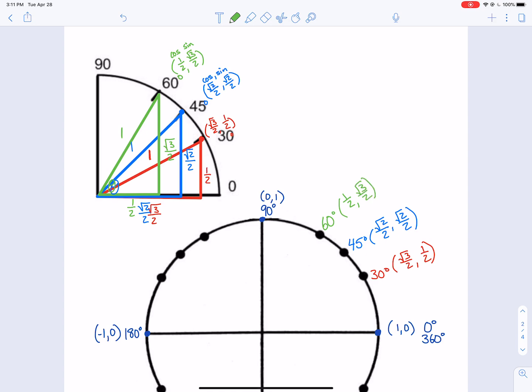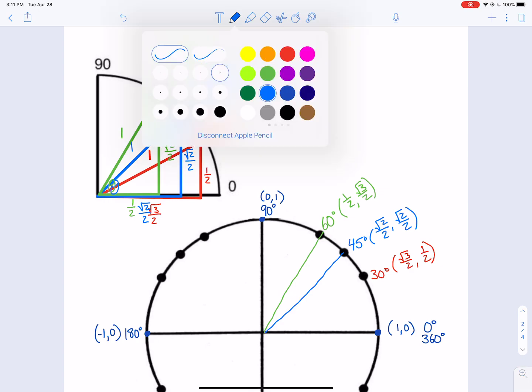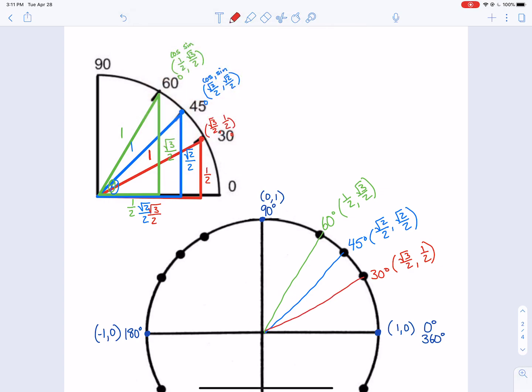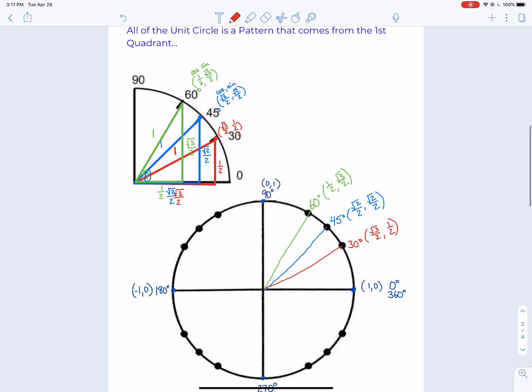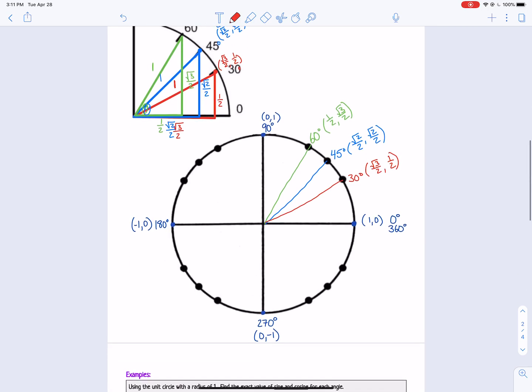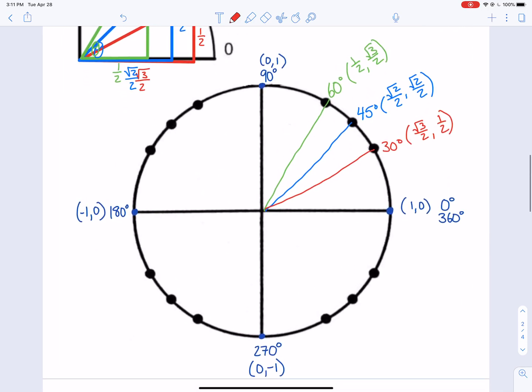Okay. Now what is super cool about these 3 angles is if you know those 3 and you can get the basics filled in, you really can fill in the entire unit circle from here.